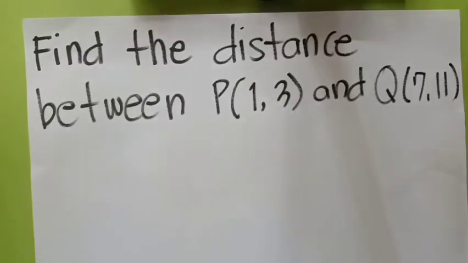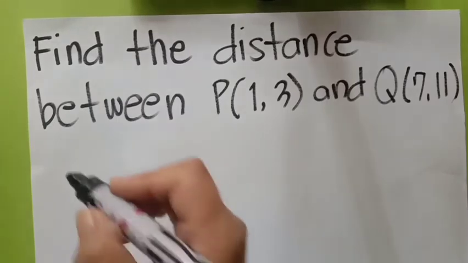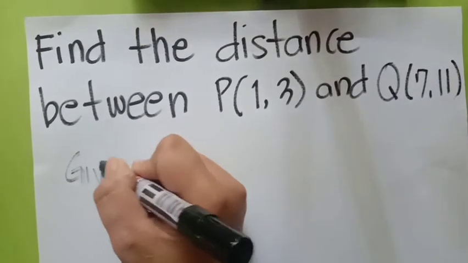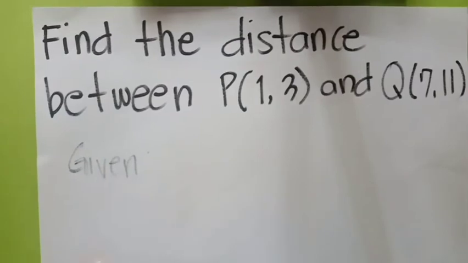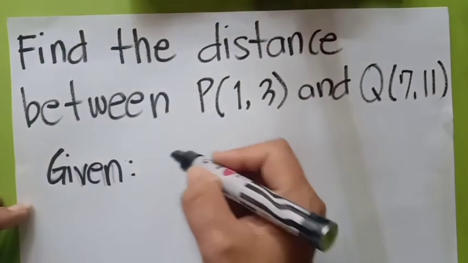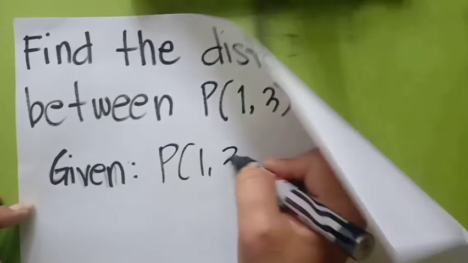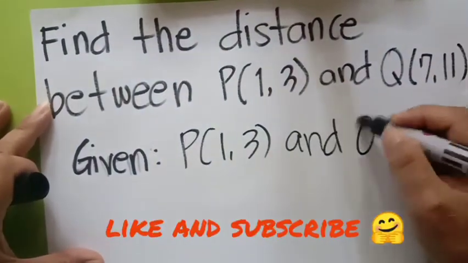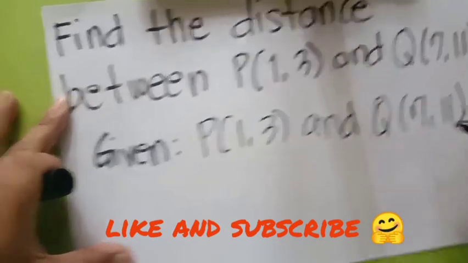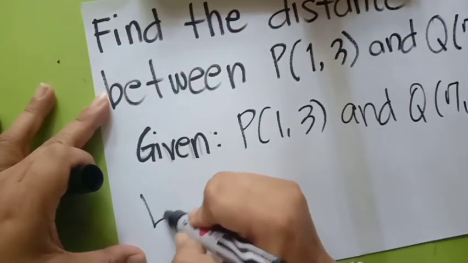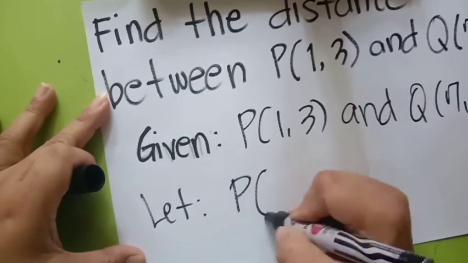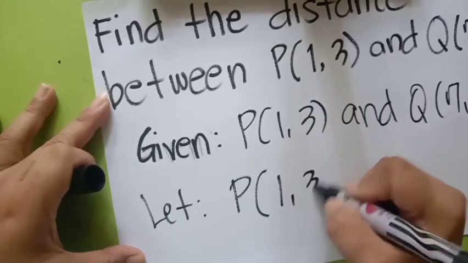Find the distance between P(1, 3) and Q(7, 11). So, yung given natin, P(1, 3) and Q(7, 11). So, let's say, let natin na yung ating P, so yun yung 1, 3, di ba?